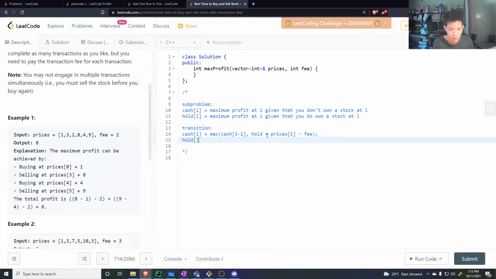We do the same for hold. For hold, I own a stock at i. So either I keep the previous state, because that would be a valid state, where I own a stock in the previous state of hold, so I could say hold of i minus 1. Or I didn't hold something before and I want to buy the current stock. So that means I want to have cash of i minus 1, minus the price at i. Alright, so that's the transition.